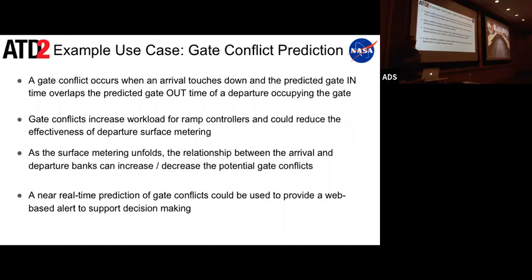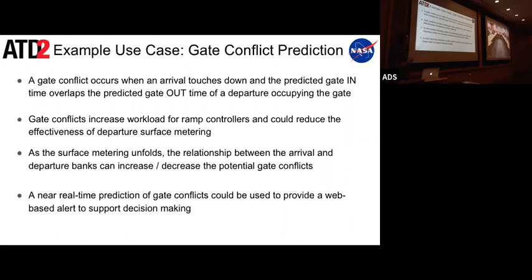These gate conflicts increase workload for the ramp controllers and could reduce the effectiveness of departure surface metering. Departure surface metering is one of those mechanisms that saves the fuel we talked about at the very beginning, where we hold aircraft at the gate with engines off as opposed to letting them sit in the departure queue with their engines running. The gate conflict could reduce the effectiveness of that, because if you have the arrival burning fuel and the departure sitting at the gate, you're not really saving much.